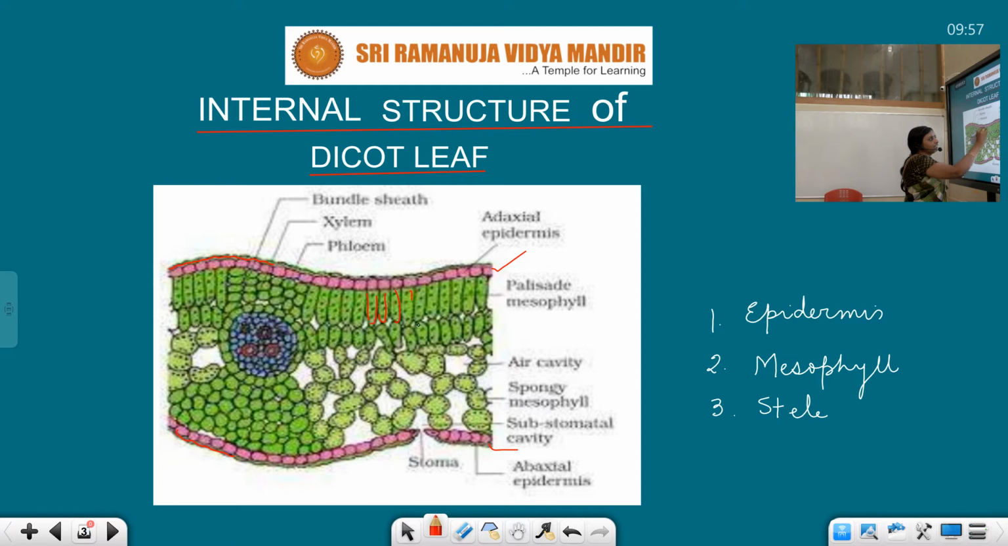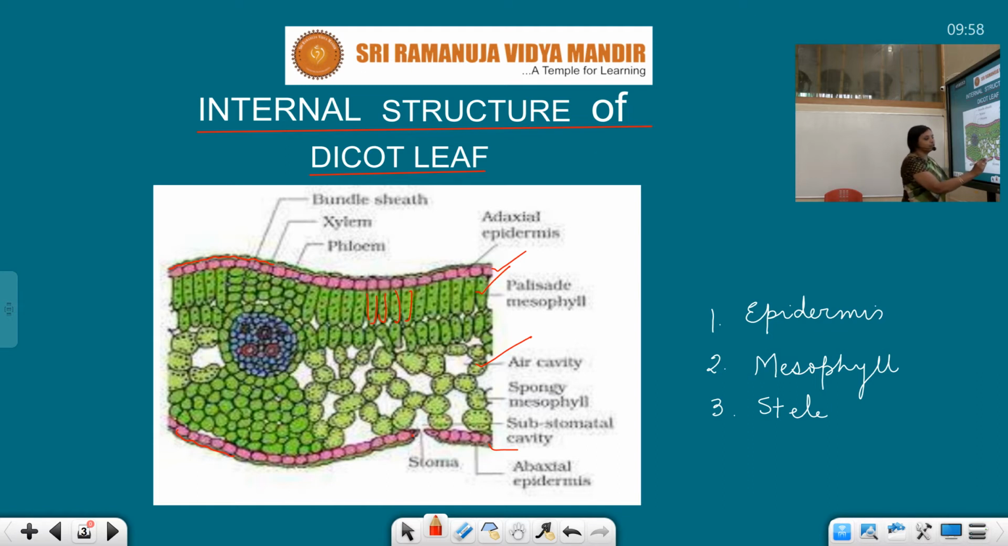Mesophyll is again divided into two types. You can observe here palisade tissues and spongy tissues are present, and in these spongy tissues large intercellular spaces are present, which are known as air cavities. In the midrib region and at the veins and veinlets vascular bundles are present. At the midrib region vascular bundles are larger in size, and the size of vascular bundles varies, because in some veins it is smaller and in some places it is larger. So different sizes of vascular bundle we can observe in dicot leaf.